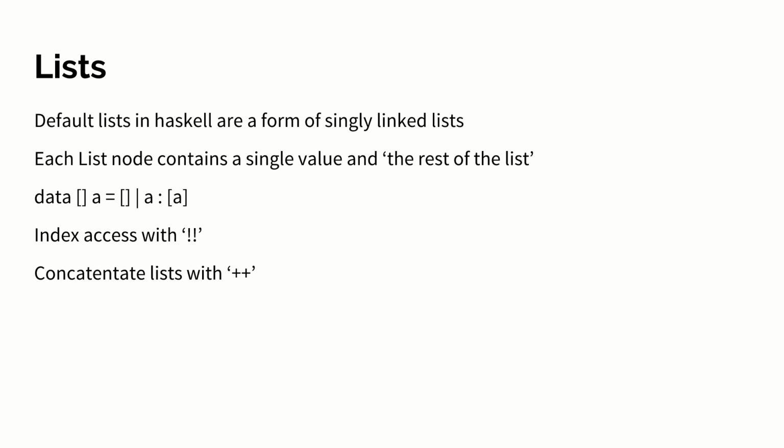We can access a single index of the list using the double bang operator, and lists can be concatenated using the double plus addition operator. However, lists within Haskell have to be of a uniform type, so unlike in a language such as Python, you cannot concatenate lists that have items of different types in Haskell.